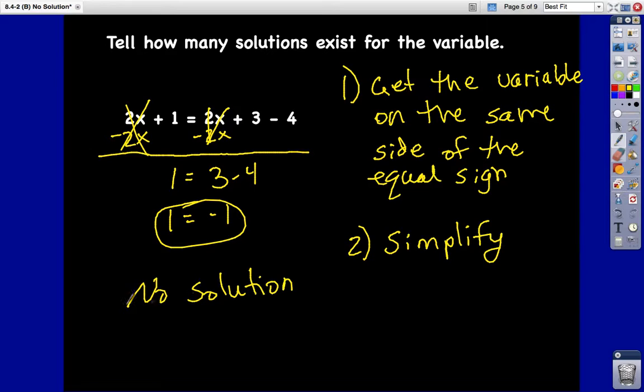In other words, if you have an equation where there's not going to be a solution, the x's are going to cancel each other out. They're going to go bye-bye. They're going to leave when you try to move one over or subtract them, and you're going to be left with a false statement.